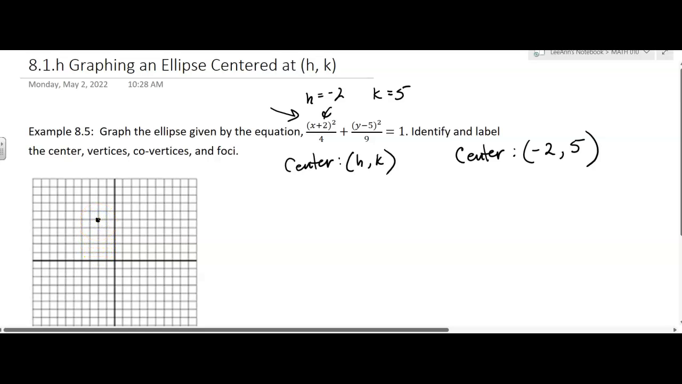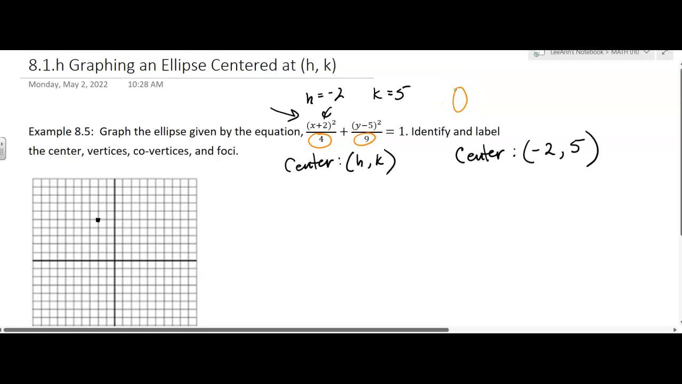And hopefully this is going to fit okay. All right, now we've got a 4 down here under the x and a 9 under here. So do you think it's pancake or egg shape? Well, hopefully you said egg shape. So it's going to be more like that.